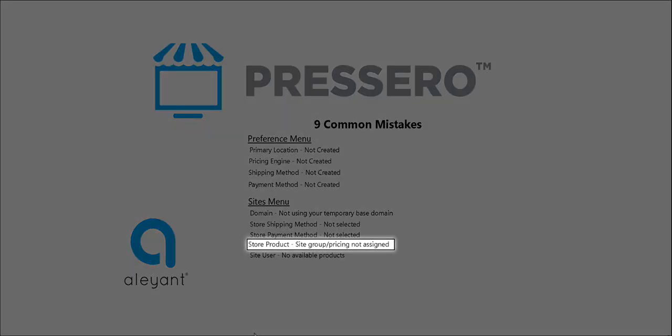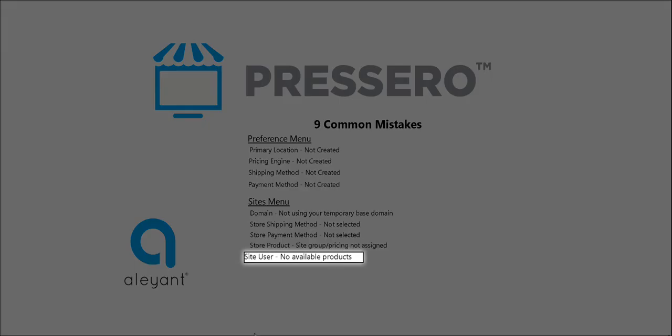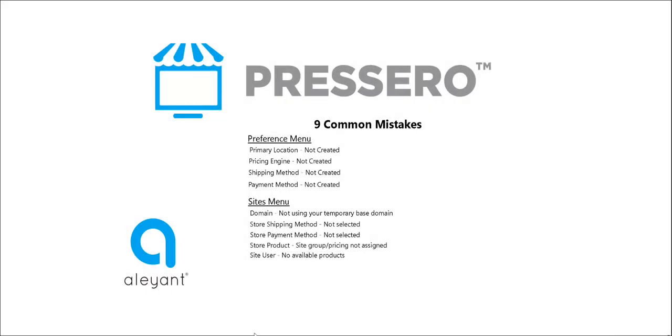Next is the store product. Be sure that you make the product available to a site group and that you assign a pricing engine site group pair for that product. And last, for each site user, make sure that the site user has the product available to order. If no products are available to the user, then they would not be able to order any product on the site, as they will not see any of them.